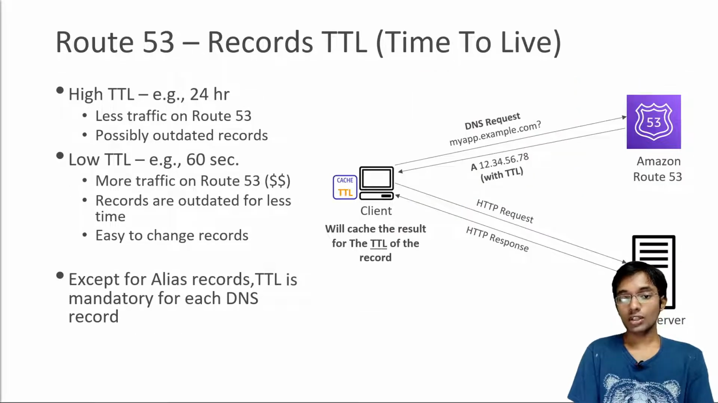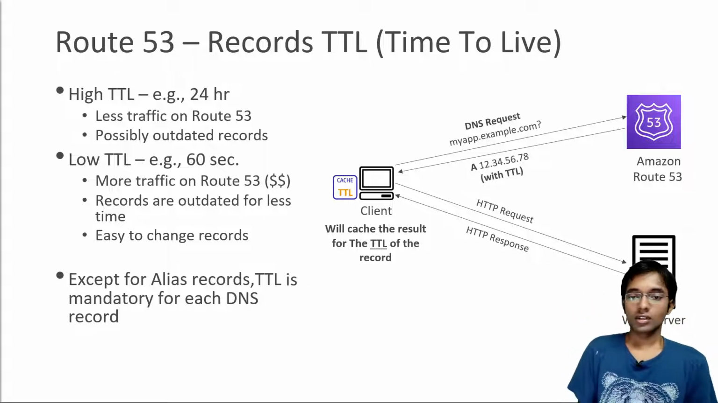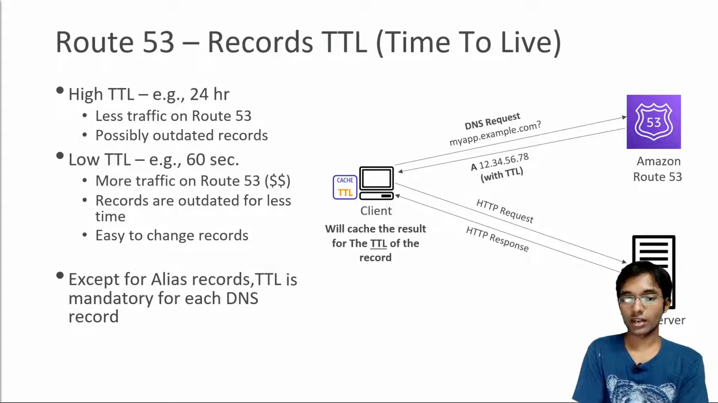Now each record in Route 53 is going to have a record TTL, which is a time to live. So here's an example. The client wants to talk to our web server, which is at the bottom. We have a DNS request for myapp.example.com, and we are going to get a response, for example an A record, that will have a TTL. This response is going to be cached for the time of the TTL, and then once the TTL expires, the record will be renewed.